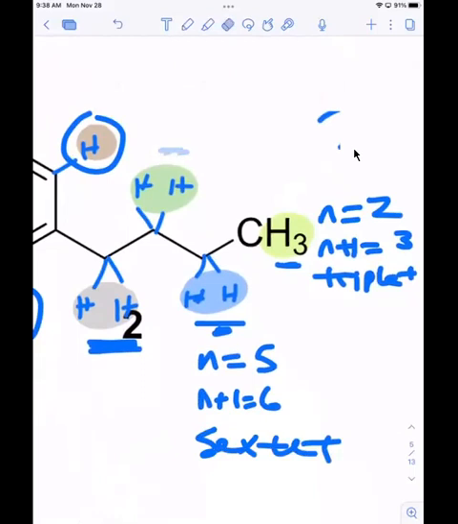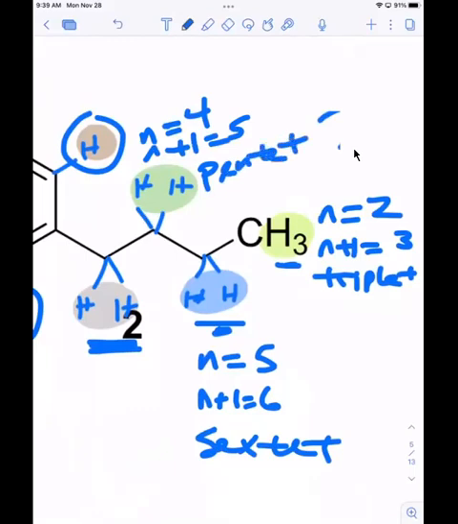And these right here, what would they be? The green ones, dark green ones. Yeah, N is 4, right? You got 2 to the left and 2 to the right. So that's going to be a pentet. And then the gray ones have no neighbors to the left and 2 to the right. So that's the triplet. This should also be a triplet.